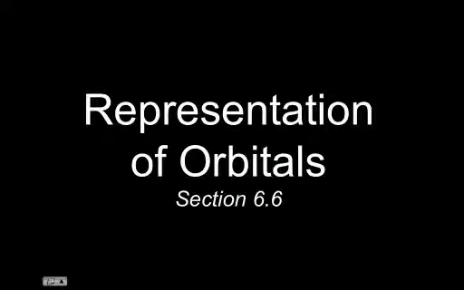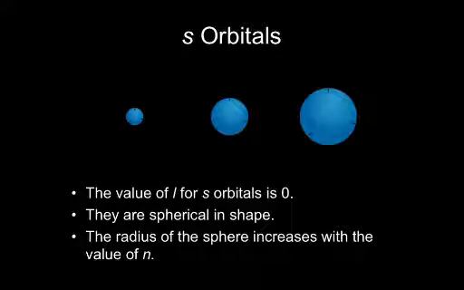Hi, this is Mrs. Basin, and today we're going to talk about representation of orbitals, which is section 6.6. So in the last section, we talked about the orbitals as being these three-dimensional regions where an electron is most likely to be found. And we talked about s orbitals, p orbitals, d orbitals, and f orbitals, which are all different three-dimensional shapes where you might find the electron.